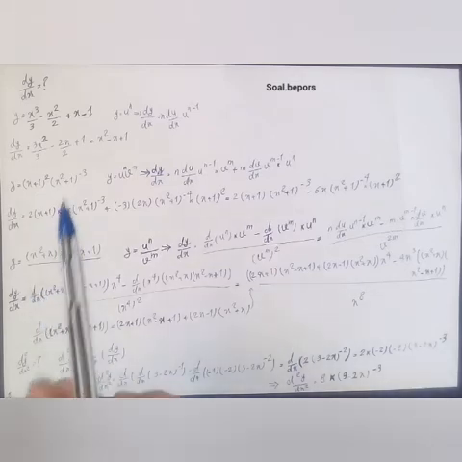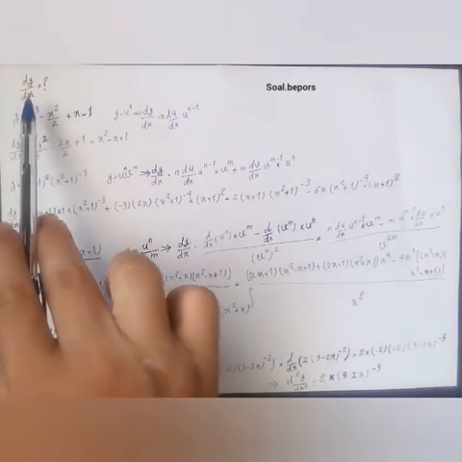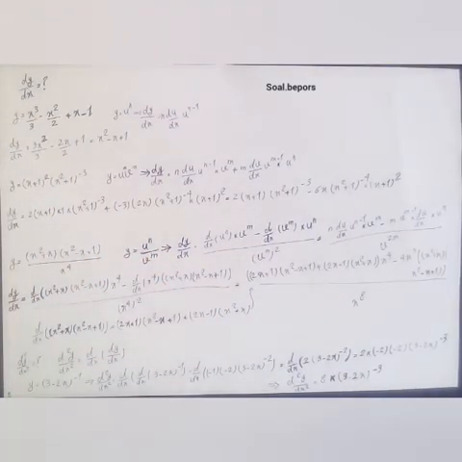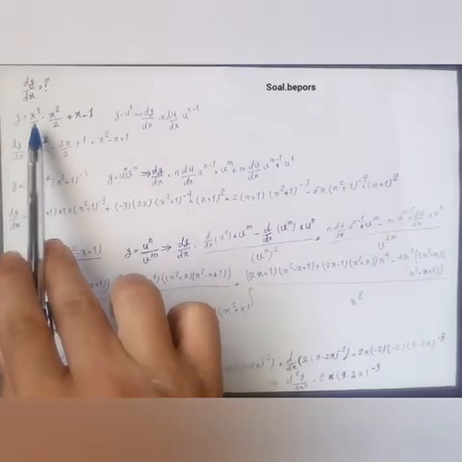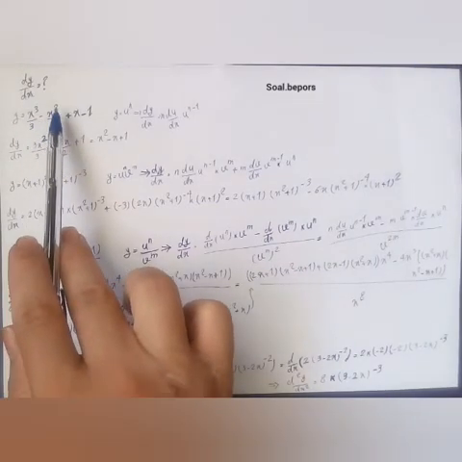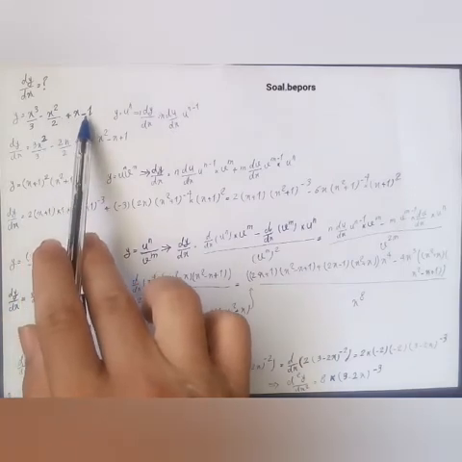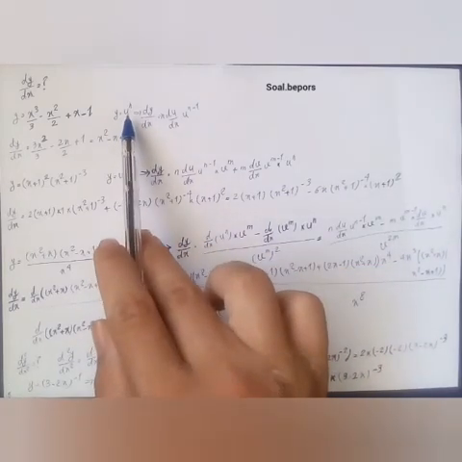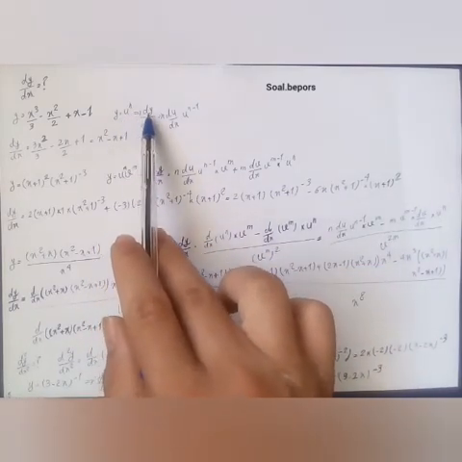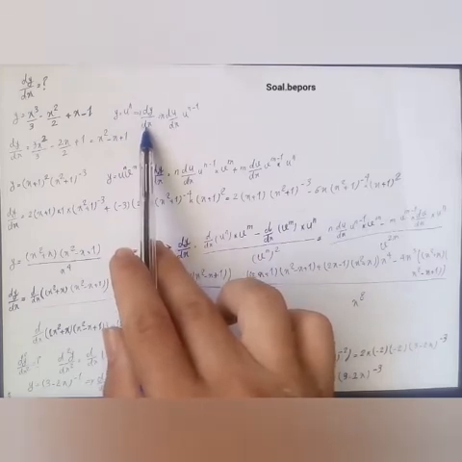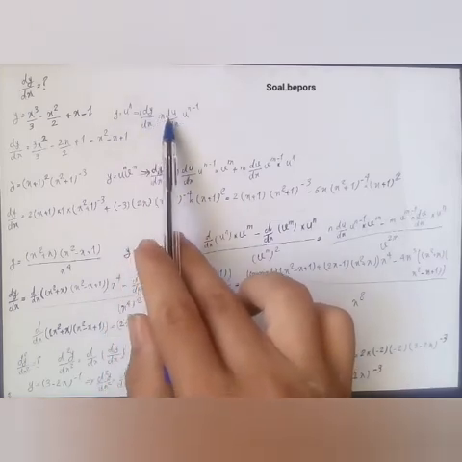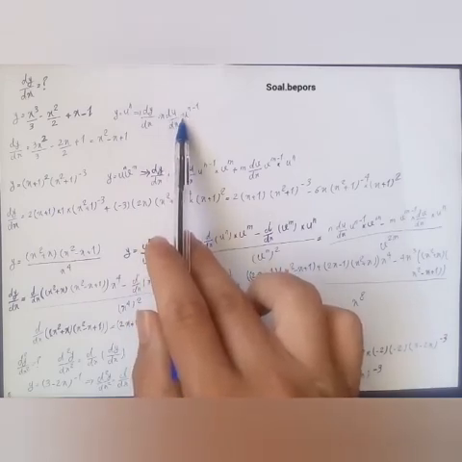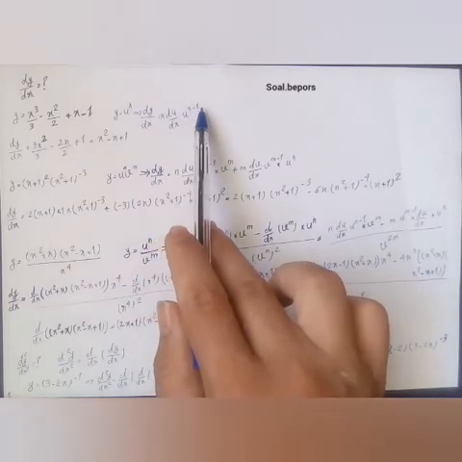In this question we want to calculate dy divided by dx. The function is x^3/3 minus x^2/2 plus x minus 1. We know that when y is u^n, dy/dx is n du/dx multiplied by u^(n-1).